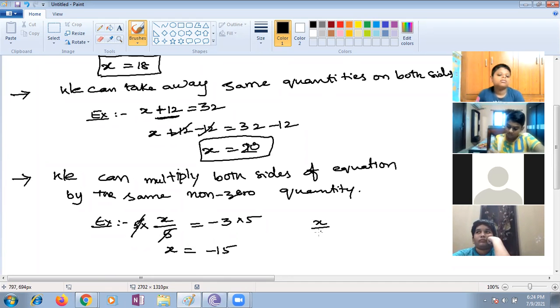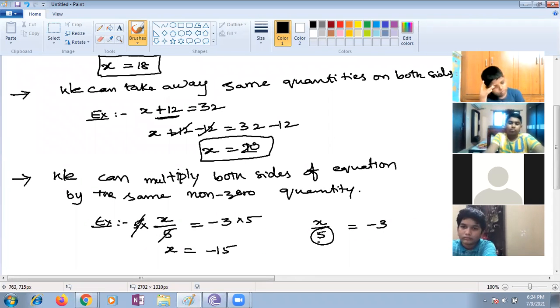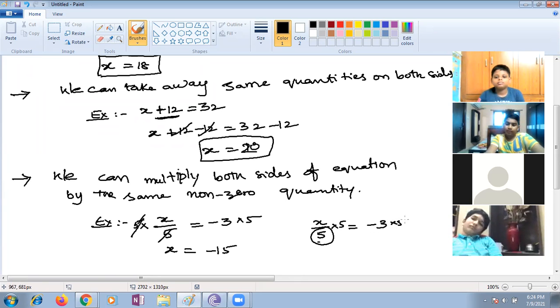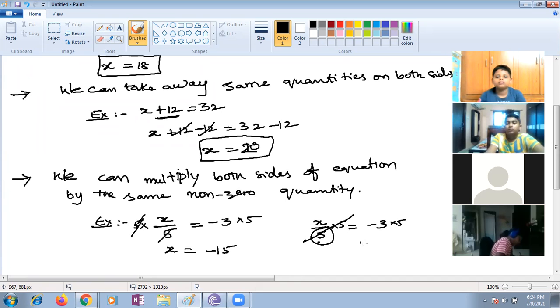The only thing you have to check, Nana, is the denominator, how much you are having here. You have to remove that. If you want to remove it, you should multiply with 5 so that both will be cancelled and you get the x value as minus 15.